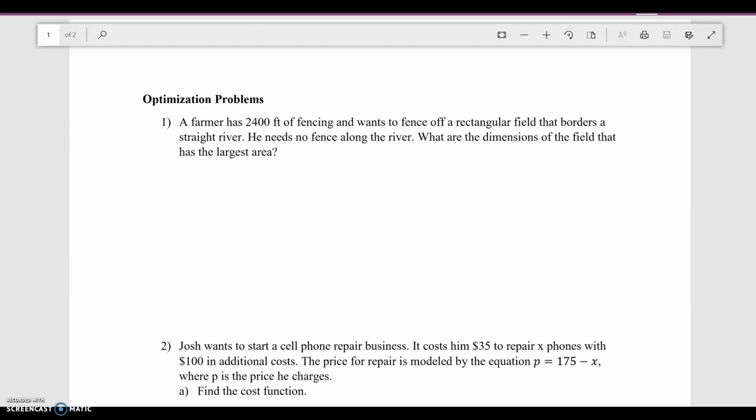When you have optimization problems, what you're really looking for is the word maximum or minimum or largest or smallest. That's really what the keywords are. If you really want to know the difference between optimization problems and related rate problems, that's literally what it is. So I want to go ahead and find the largest area.